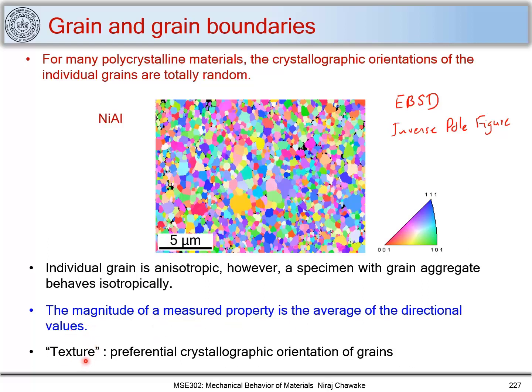When I talk about texture, texture is nothing but a preferential crystallographic orientation of grains. If we have a polycrystalline material where all grains are oriented towards one particular direction, we call it a textured material. When we say random texture, that means the grains are randomly oriented. And when they are randomly oriented, we get properties which are isotropic in nature, and the properties will always be the average of the directional values.